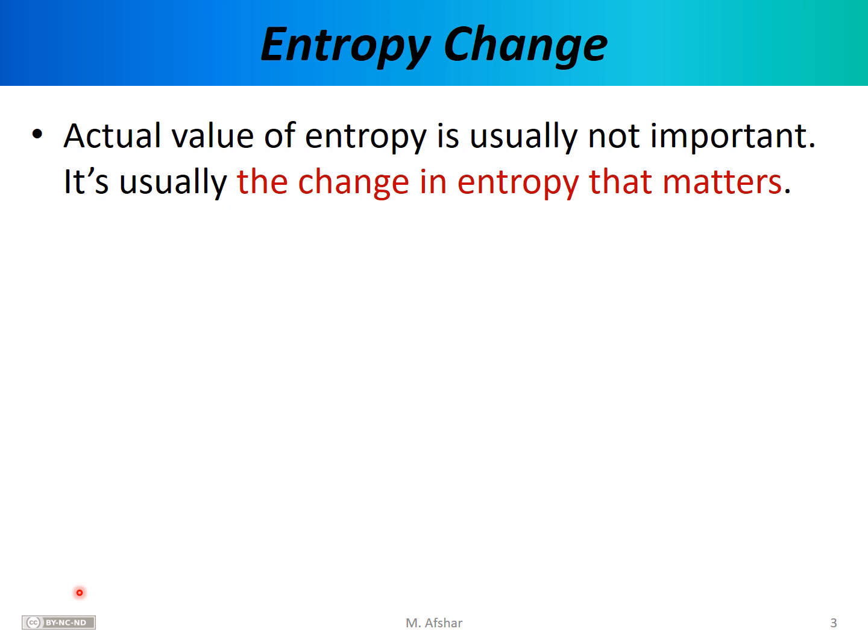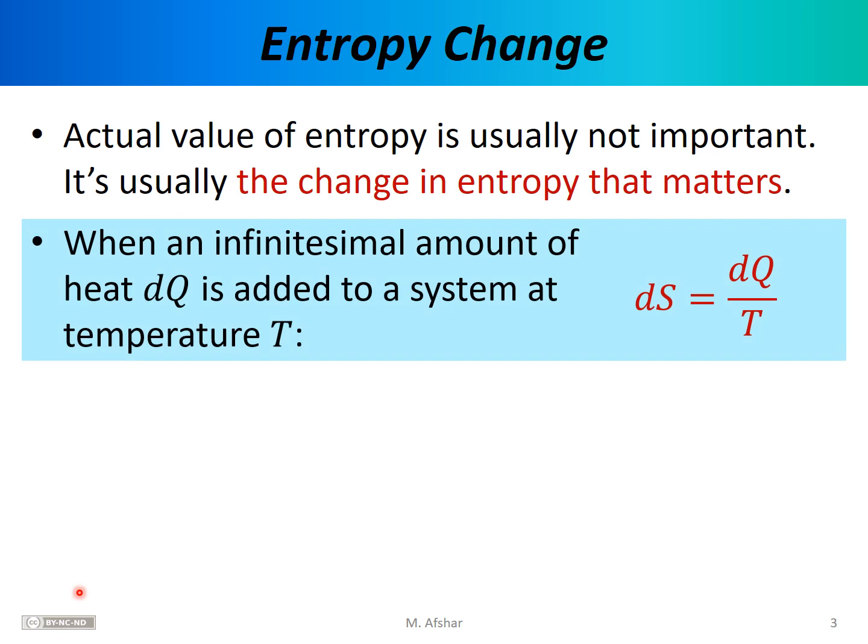Similarly, we don't always care about S. What we really care about is delta S, or the change in entropy. So what we need is an expression for delta S. It turns out the change in entropy is related to the amount of thermal energy that is entering or leaving the system. A little more precisely, when an infinitesimal amount of heat, call it dq, is added to a system at temperature T, the infinitesimal change in entropy is equal to dq divided by T.